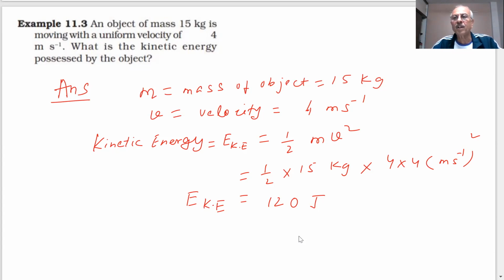You understood the meaning of energy and work, how they are interrelated, and we'll continue to do more about it, and more questions will be solved in the next.